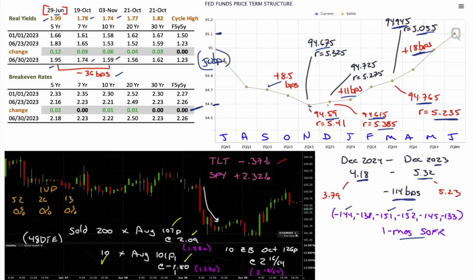So that would give me 99.20 on an assignment, and if the 200 were assigned to me, that would get me 20,000 shares at 99.91. I'm comfortable with that. 48 days to expiration.